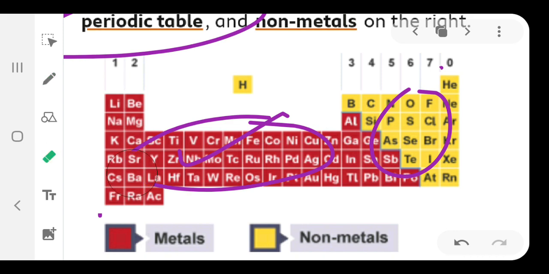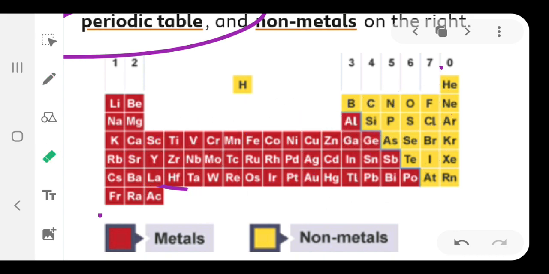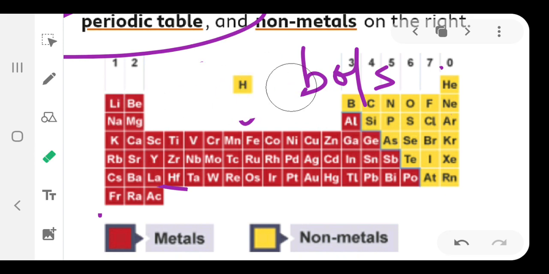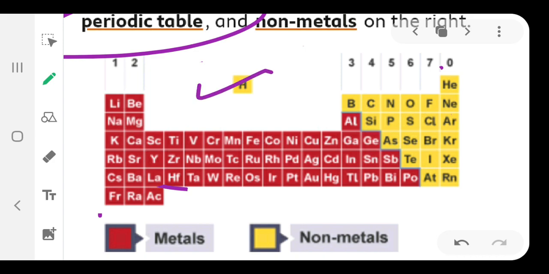You can see in each box there are some alphabets written. These alphabets are its symbols. Every element has its complete symbol. For your class, from H standing for hydrogen till Ca, which is for calcium, you have to learn them.